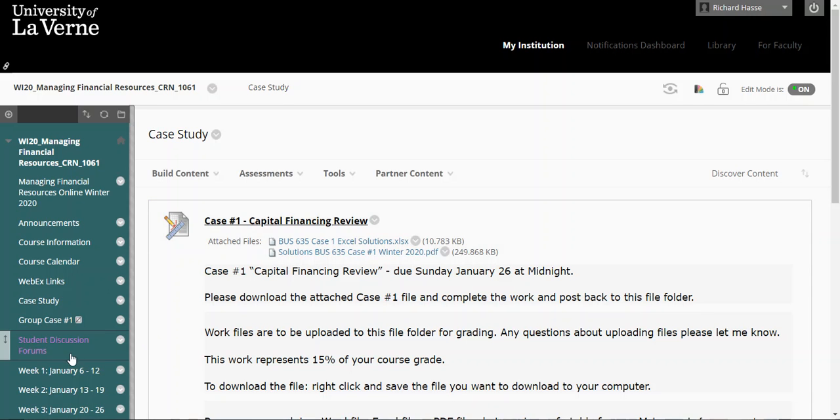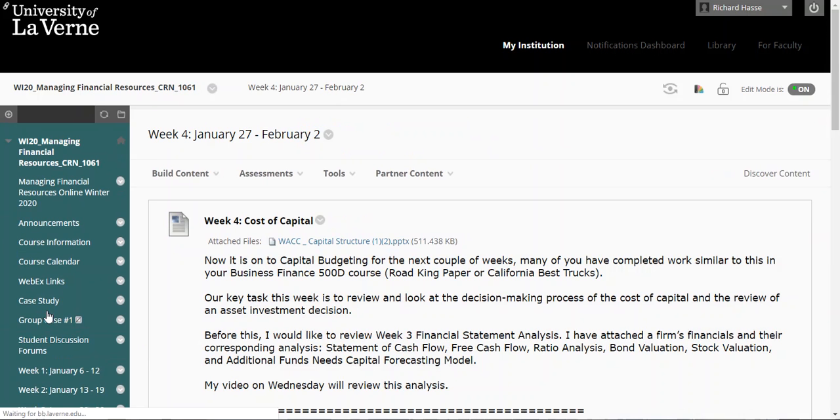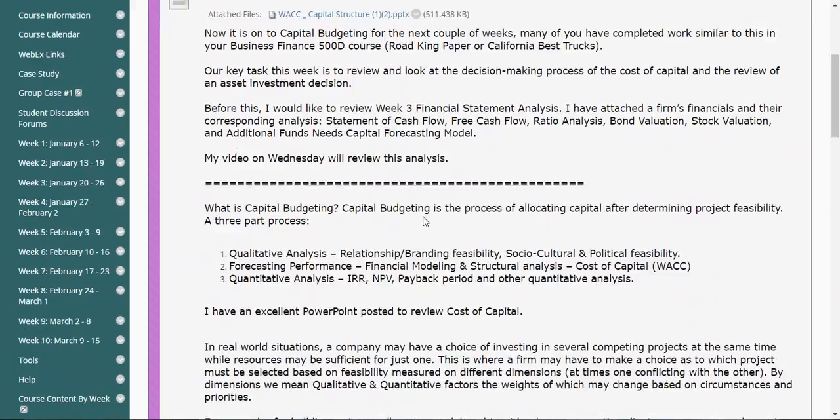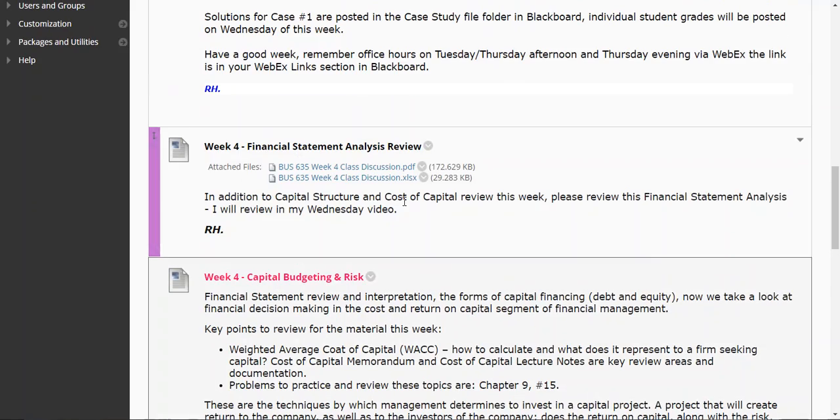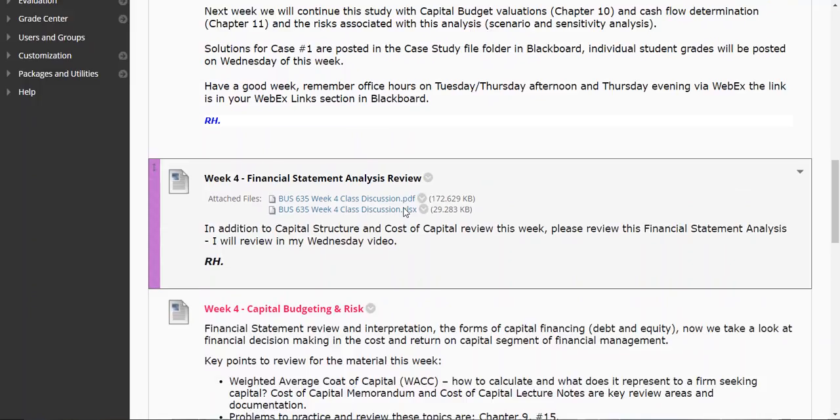And where do we move forward? We move forward to week number 4, which is the cost of capital. But before we get to that, in week number 4, I have posted a financial statement analysis review, which is a document of a balance sheet and an income statement of a real company, a small company, but a real publicly traded company, and its financial statement review by financial managers, not accountants. This is a financial management class. So I'd like you to study and review this financial statement analysis.